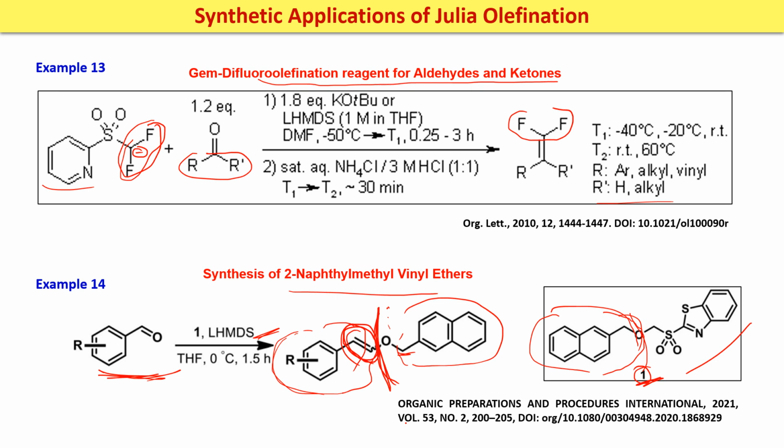So in this way, by these 14 examples, we have seen the diverse types of applications of Julia olefination and the modified Julia olefination, or Julia-Kocienski reaction. Everything is possible. Please check all the references and the book page numbers from where I have taken the examples; everything is present in the description box.